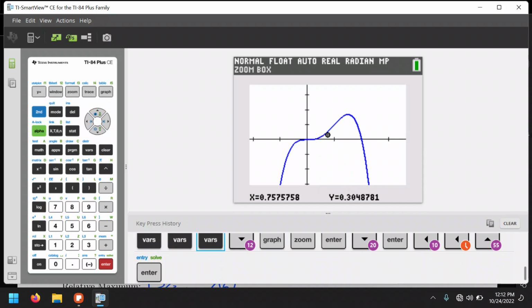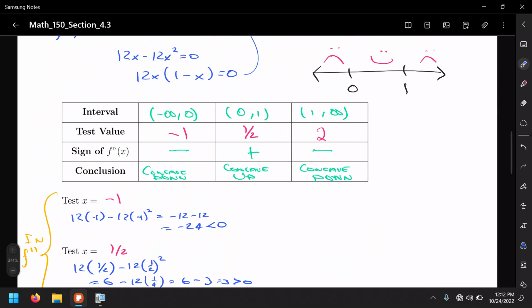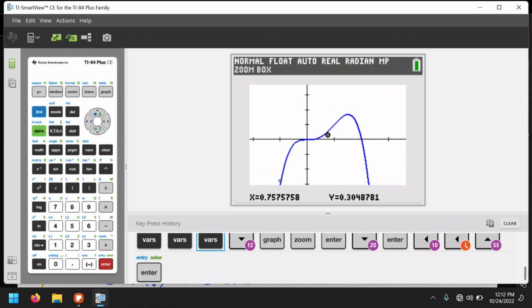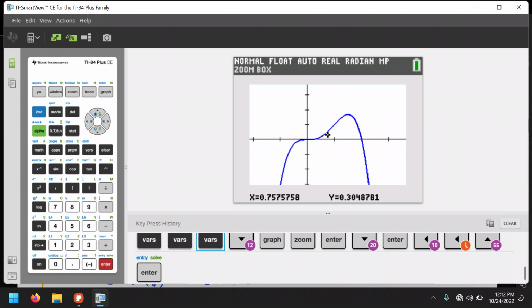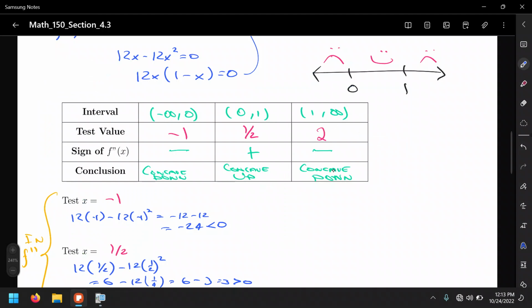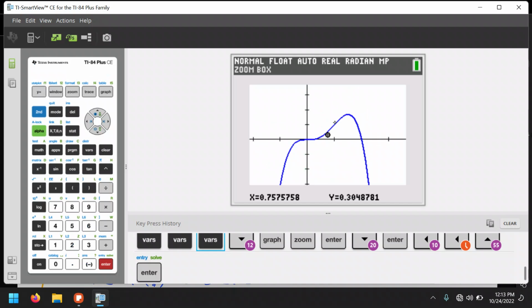All right. So, concave down from negative infinity to 0. Does that check with the graph? Concave down, and then concave up from 0 to 1. From 0 to 1, concave up, and then point of inflection, and again concave down, it turns upside down, and that becomes concave down.